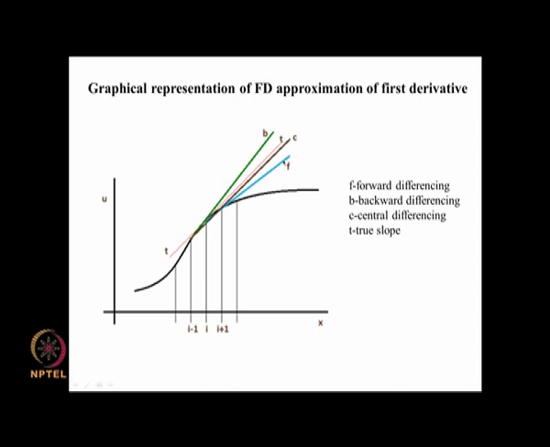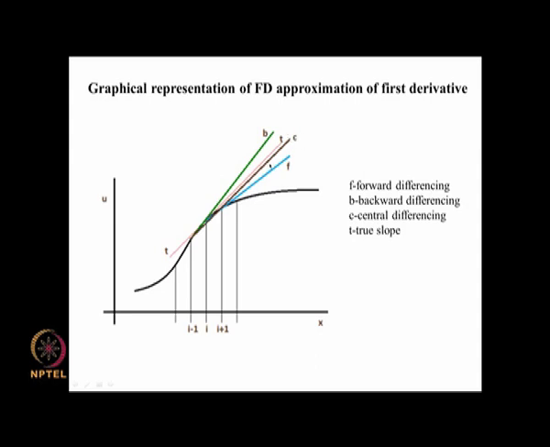So that is forward differencing, and the slope of this, the angle with respect to the horizontal, is the approximation of the first derivative as given by forward differencing. And backward differencing is based on a line drawn between the values of the function at i minus 1 and i, and that is the green line here. And central differencing is based on a line drawn between the i minus 1 value and the i plus 1 value, and that is this black line given by C, central differencing.